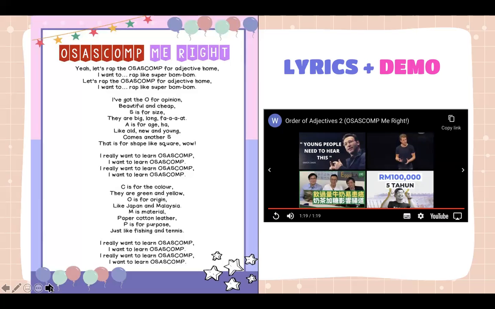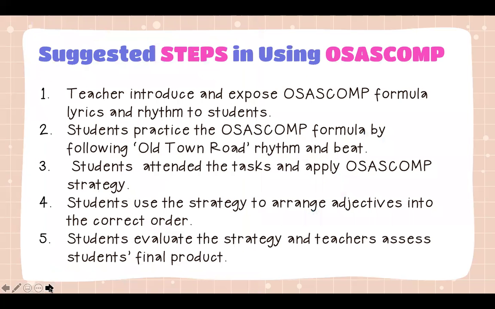All right, exciting, right? So you can bring out that little rapper in you and rap to our OSSCOM song. Next, these are the suggested steps in using OSSCOM. The teacher can start off by introducing and exposing the OSSCOM formula, lyrics and rhythm to the students. Students can practice the formula by following the Old Town Road rhythm and beat. Students will attend to the tasks and apply the OSSCOM strategy accordingly, using it to arrange adjectives into the correct order, followed by evaluating the strategy. The teacher will be assessing the students' final product.